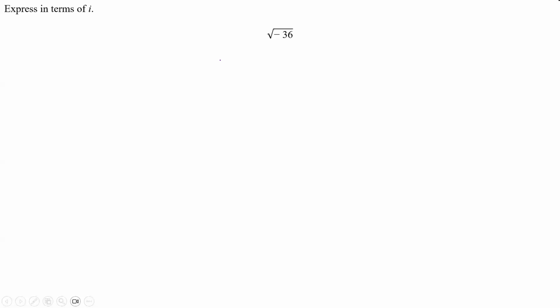What about this one? Well, again, I'm going to take out that square root of negative 1. Then we're left with the square root of 36. Well, this is i, and this is 6. So we could call this 6i, and that would be our solution. Now, some people would write i6, but usually the convention is it's 6i.